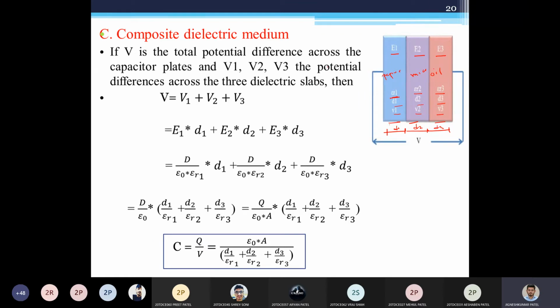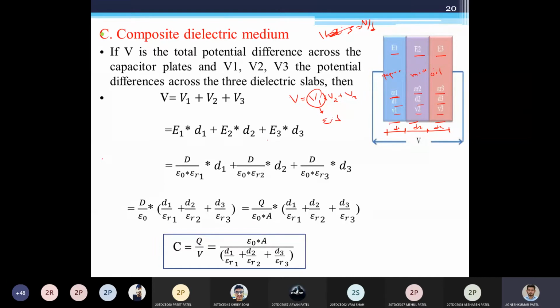Just as we did in the case of partial air media, in the same way we are going to derive the equation. We know that the potential differences across the dielectric media are V1, V2, and V3, and the total voltage would be V equal to V1 plus V2 plus V3. Then I put the value of V as E into d, because E is equal to V by d. Here the electric field strength is different for different media, so V equals E1 into d1 plus E2 into d2 plus E3 into d3, where d1, d2, d3 are the thicknesses of the media.